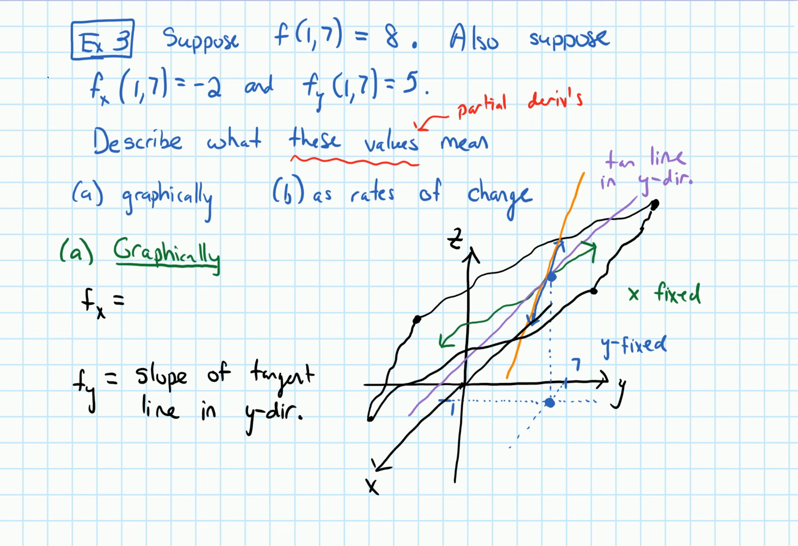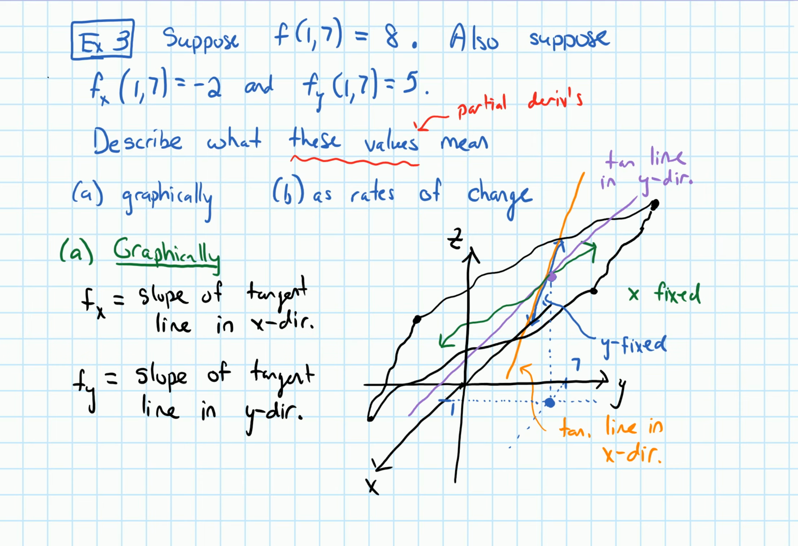Okay, so that orange line is a tangent line in the x direction. So notice that the y value is fixed along that blue curve. And from our knowledge of partial derivatives, the y value being fixed reminds us of x partial derivatives. So the partial of f with respect to x, graphically, will represent the slope of the tangent line in the x direction.